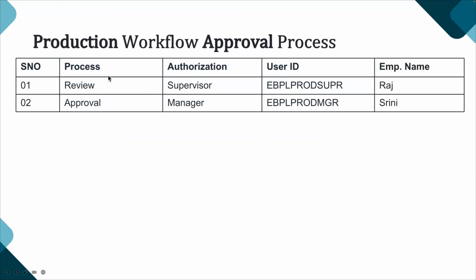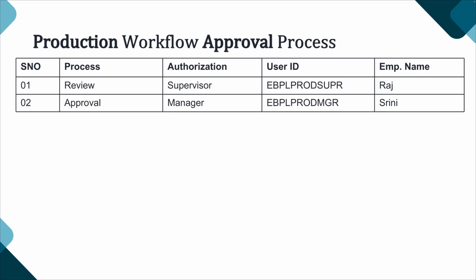This slide consists of your production workflow approval process. It consists of two processes. One is reviewing the document, another is approving the document. Here our reviewer is Raj, who will be acting as our supervisor, and our approver is Srini, who will be acting as our manager. After reviewing the document by our supervisor, the document will be forwarded to our manager, who will be approving it. After approving the document, the BOM gets created.